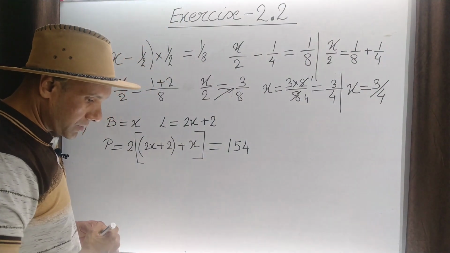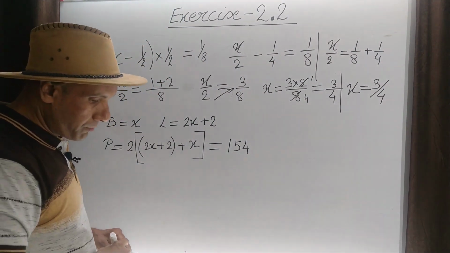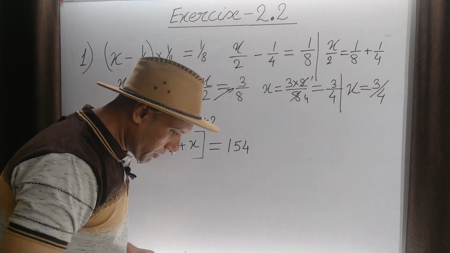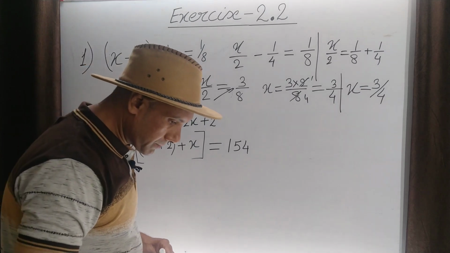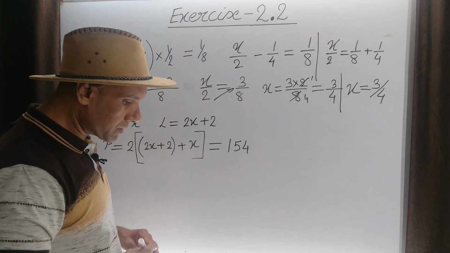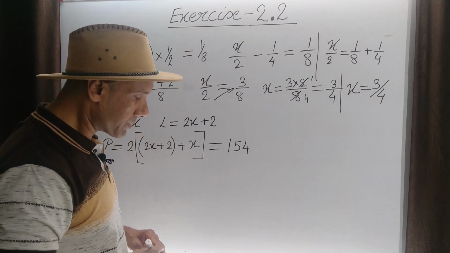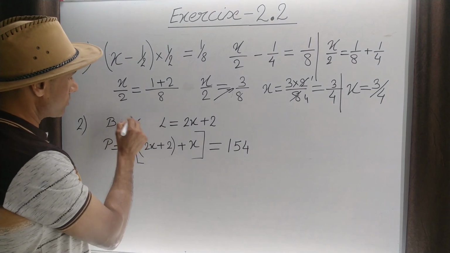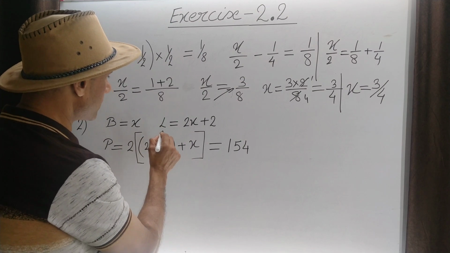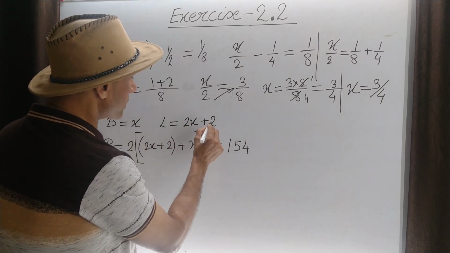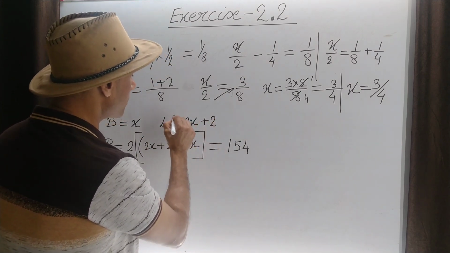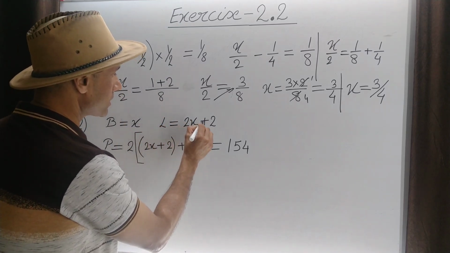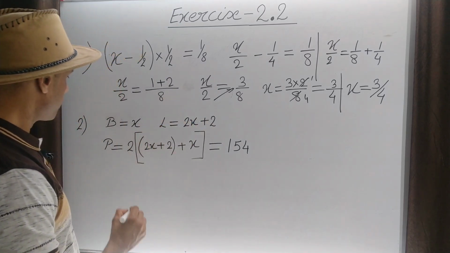Let's move on to the next question. The question is, perimeter of a rectangular swimming pool is 154 meter. Its length is 2 meter more than twice its breadth. So suppose we take breadth is equal to x meters. Length is 2 meters more than twice its breadth, so length is equal to 2x plus 2.